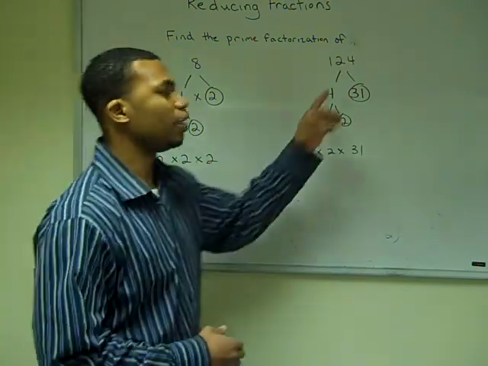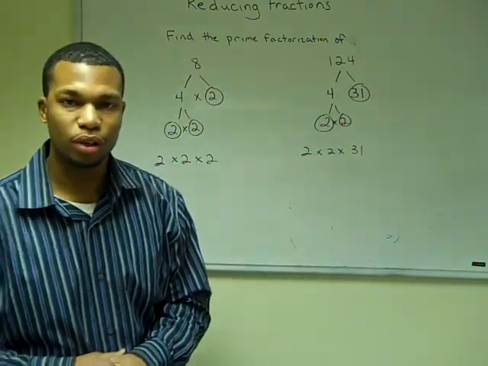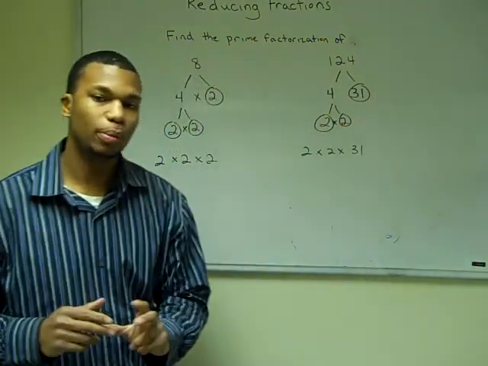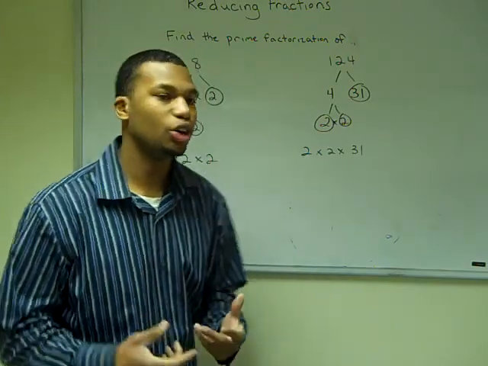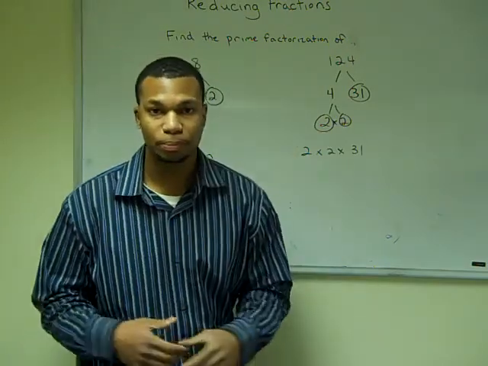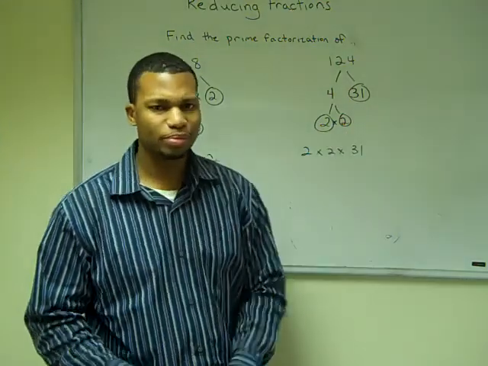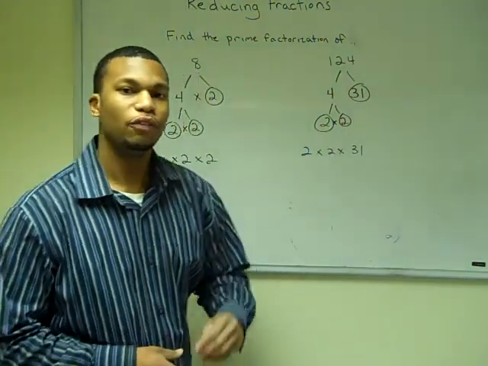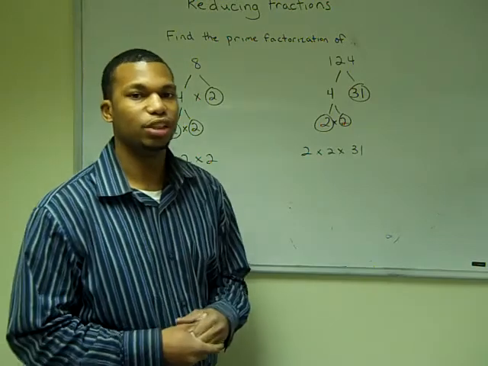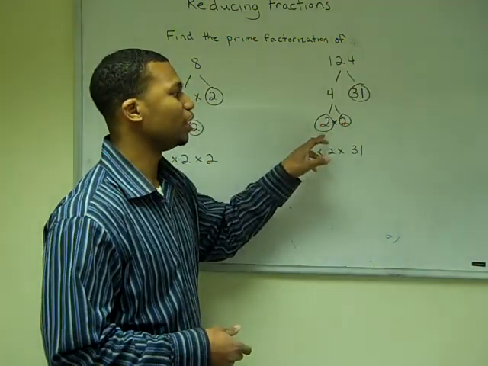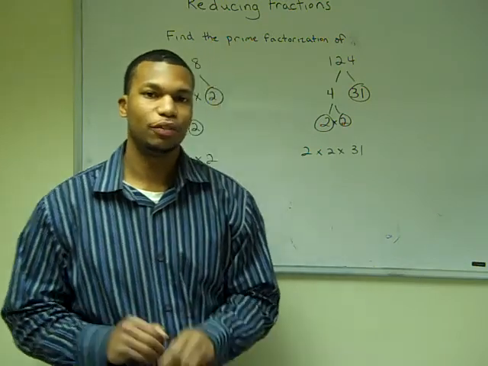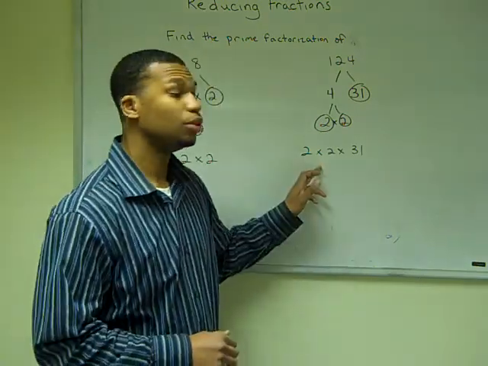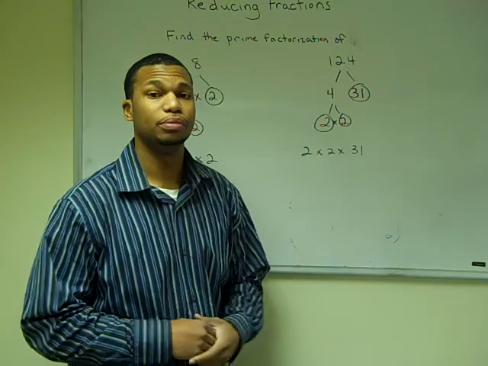If we were to find the prime factorization of 124, well, again, we want to find two arbitrary numbers that multiply to give you 124. So I chose 4 and 31. So since 31 is prime, I'm going to circle it. 4 is not prime, so I'm going to break it down some more. 4 can be broken down into 2 times 2. So therefore, the prime factorization of 124 is 2 times 2 times 31.